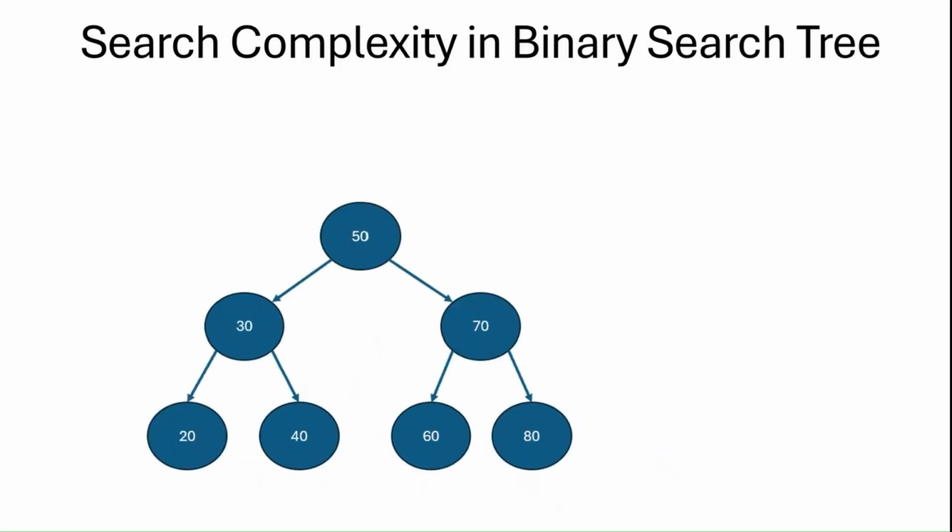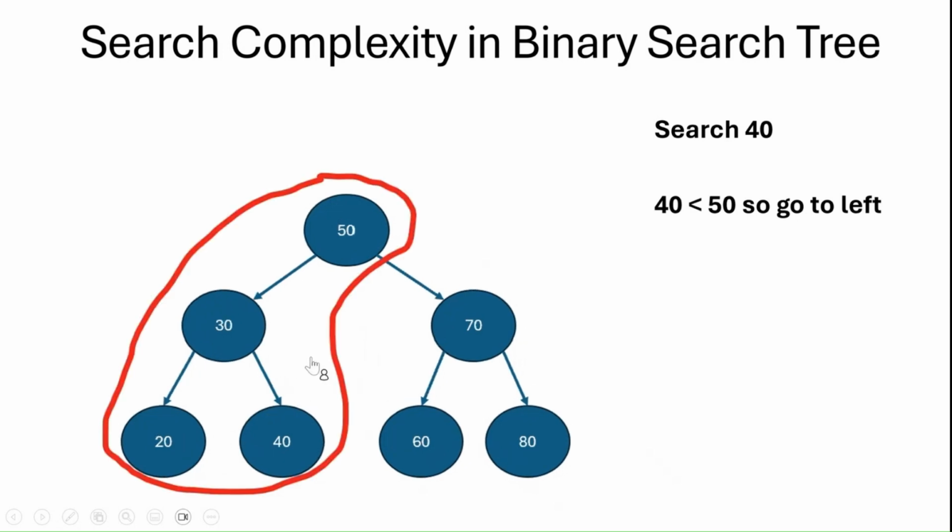Let's understand the time complexity for a search operation in a binary search tree. Let's say this is our binary search tree, and if we want to search for 40 in it, we will start from the root, which is 50. Now 40 is less than 50. Because the smaller values will be on the left subtree side, we'll go to the left. So what can we see here? We don't need to worry about the right subtree.